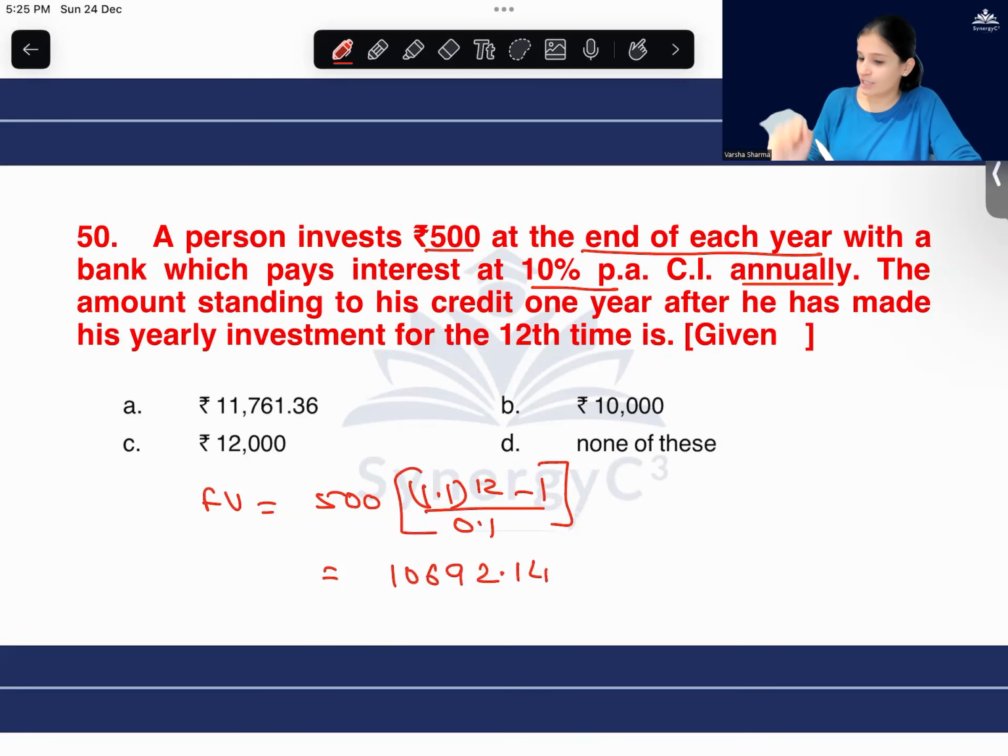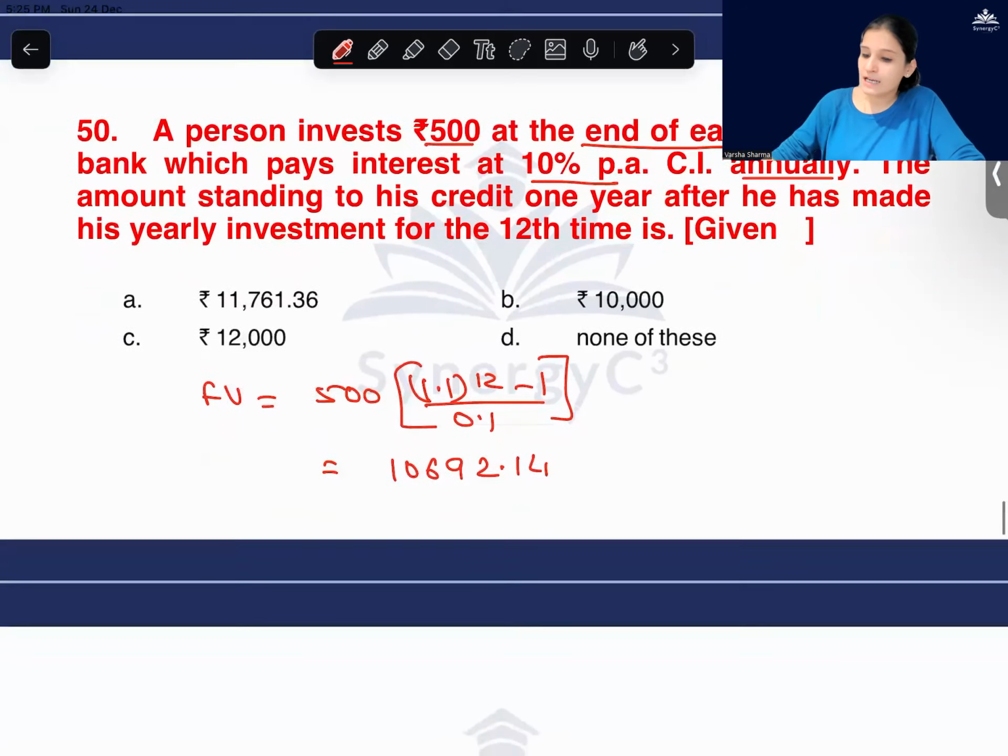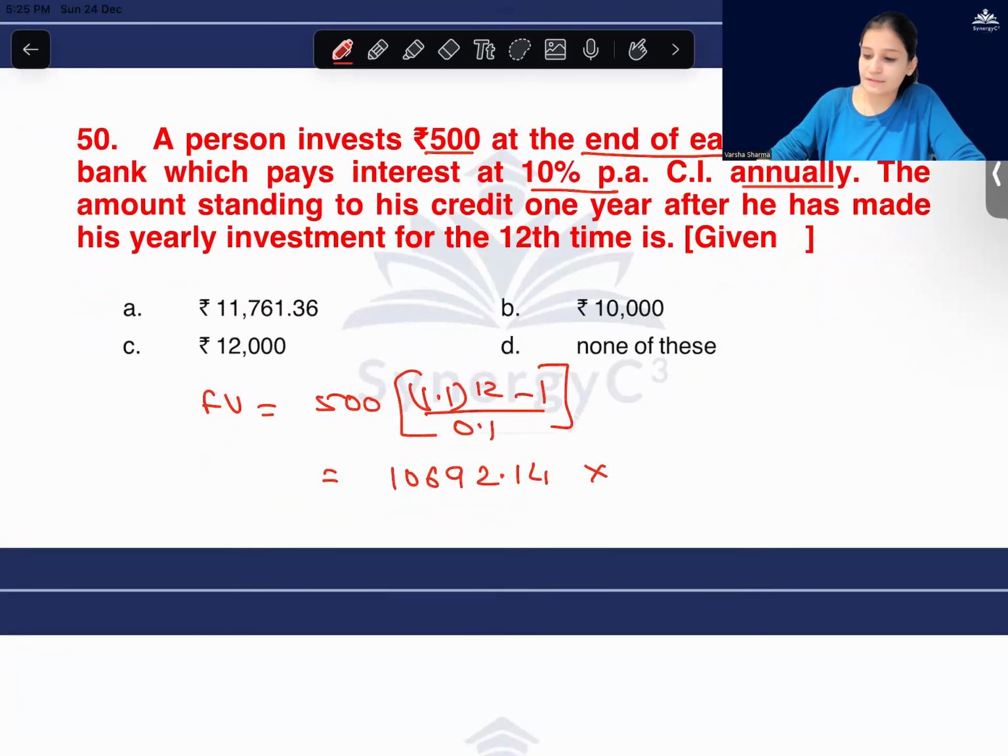So this amount, 10692.14, is going to stay with the bank at a nominal rate. Nothing else is given. So at the same rate, 10% for 1 year. So normal compound interest, if I apply 10% here, how much? 11761.3.